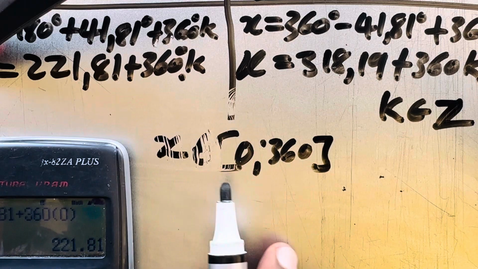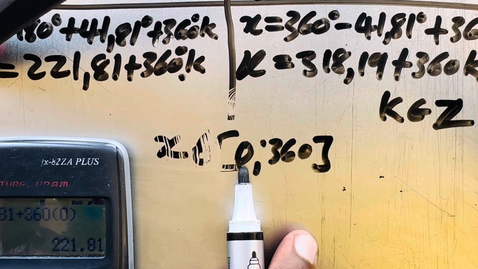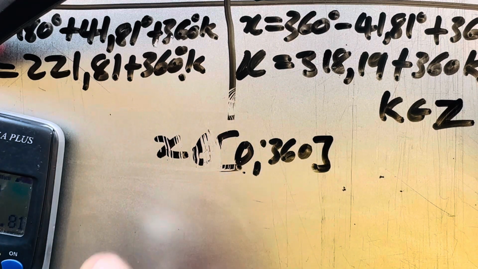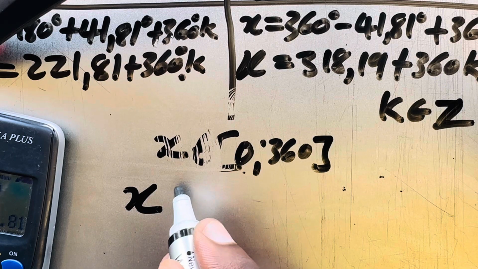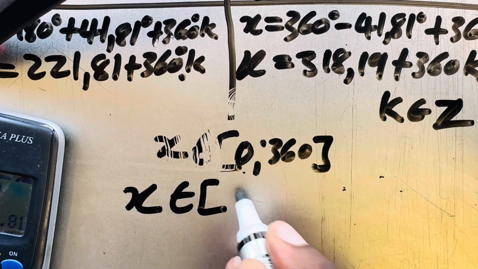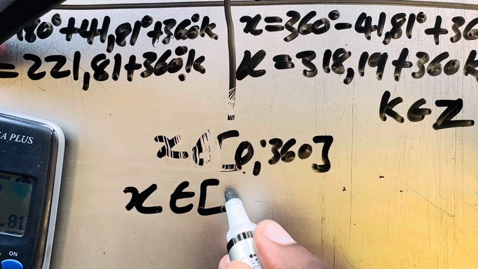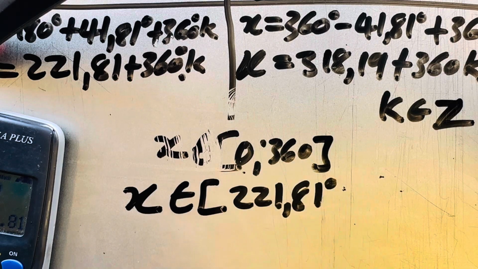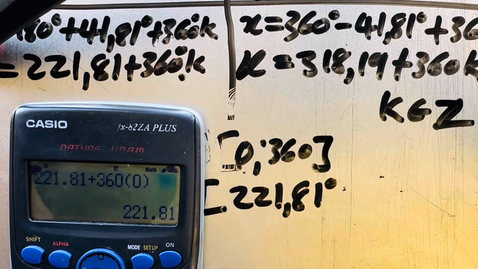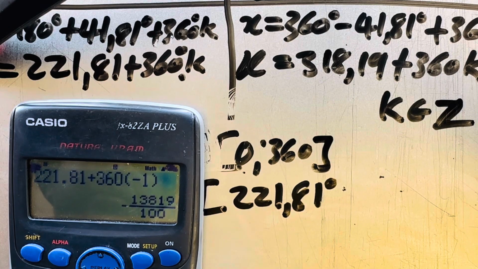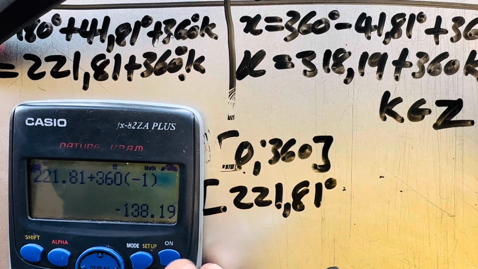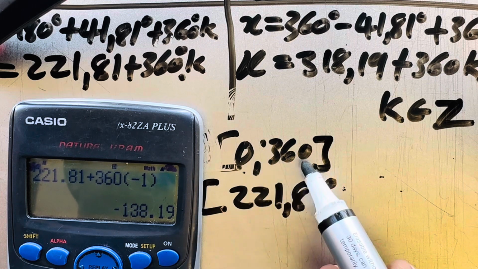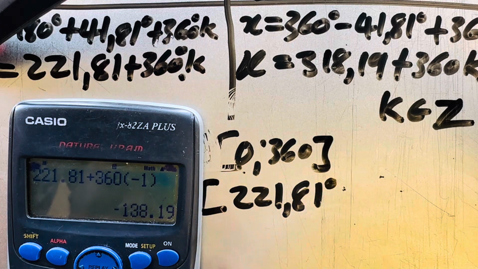But when we substitute 0 as the integer, we have 221,81, which is between 0 degrees and 360 degrees. So x is an element between, 221,81 degrees. Let's substitute negative 1: negative 138 is not between 0 degrees and 360.